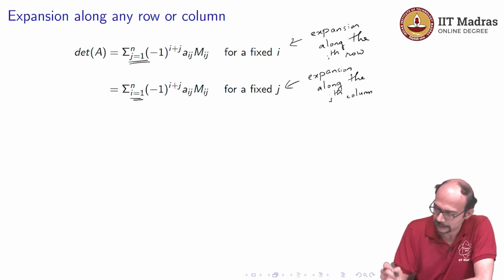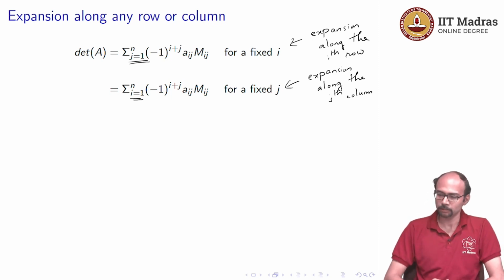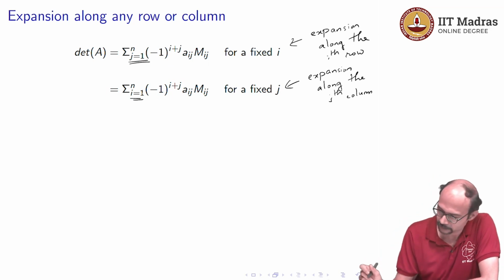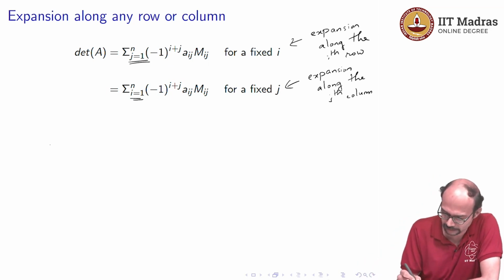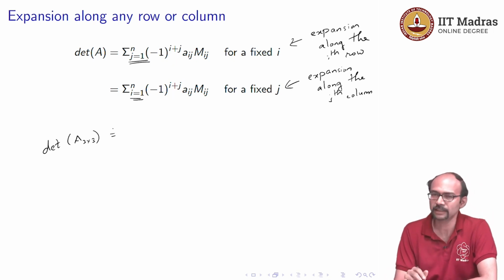Here i is varying and j is fixed. So that is expansion along the jth column. So maybe let's do an explicit expression. Let's write down one explicit expression here. Suppose I have a 3 by 3 matrix and I want to expand along the second row.